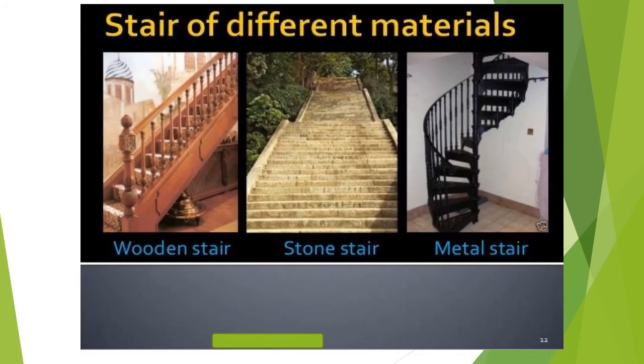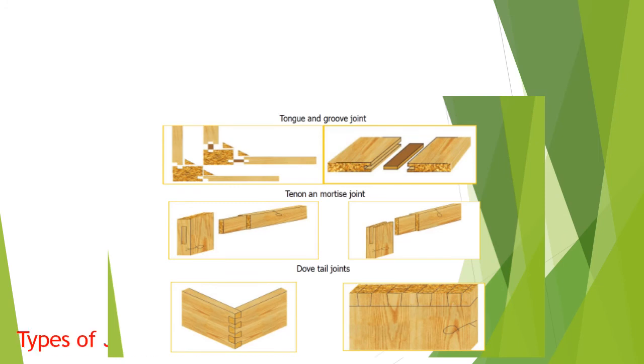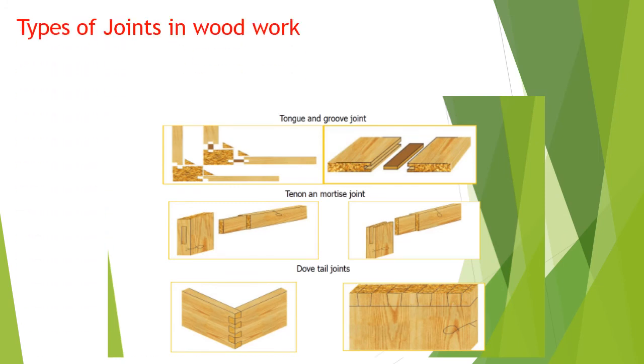These are staircases of different materials. This is a wooden stair, this is a stone stair, this is a metal stair. Types of joints in woodwork. Tongue and groove joints, tenon and mortise joints, dovetail joints.